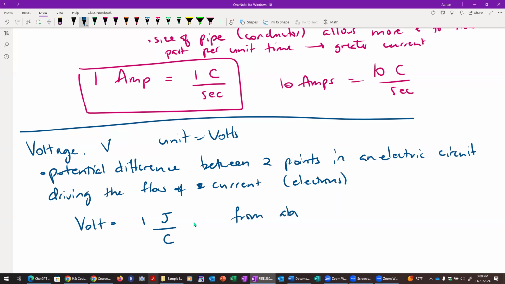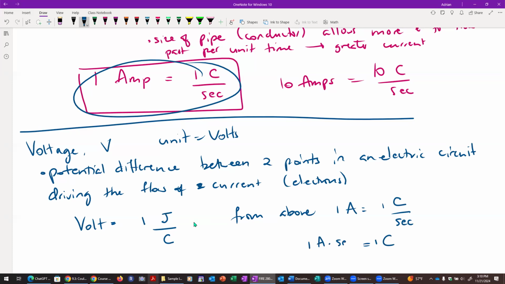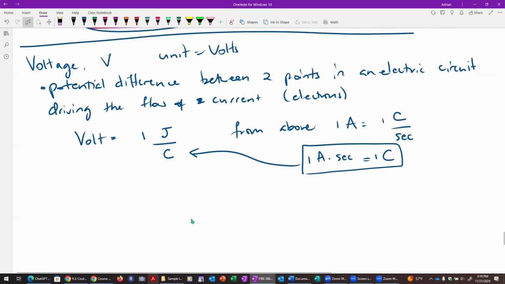So from the above relationship, we had an amp. So 1 amp is equal to 1 coulomb per second. We can rearrange this equation. We can say 1 coulomb is equal to 1 amp times a second. So if I take what a coulomb is equal to and stick it in here, it's just a little bit of mental gymnastics. I end up with a volt being equal to joule per amp second. So that's just another way by which we can tie in some of these units to each other.